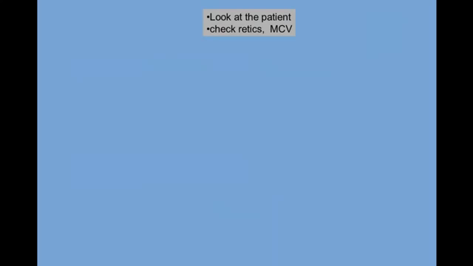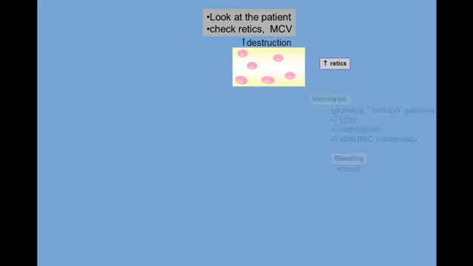Are they bleeding, jaundiced? Check the reticulocyte count and the mean cell volume, MCV. If the reticulocyte count is high, the underlying cause of the anemia is increased destruction. There are only two possibilities here, either hemolysis or bleeding. The distinction is usually easy to make.